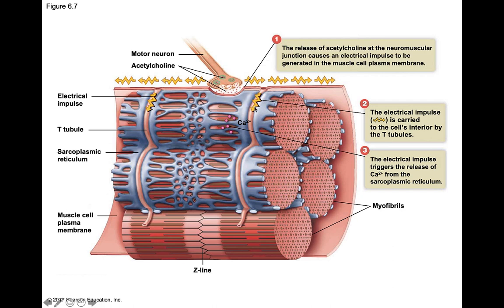This electrical impulse. So here are our T tubules, okay? So this is going to be carried to the cells, and around here, this whole blue structure, this is the endoplasmic reticulum or the calcium warehouse. And so what this electrical impulse is going to be responsible for eventually is to trigger the release of calcium. And notice what we have here. We basically can see all of these myofibrils.